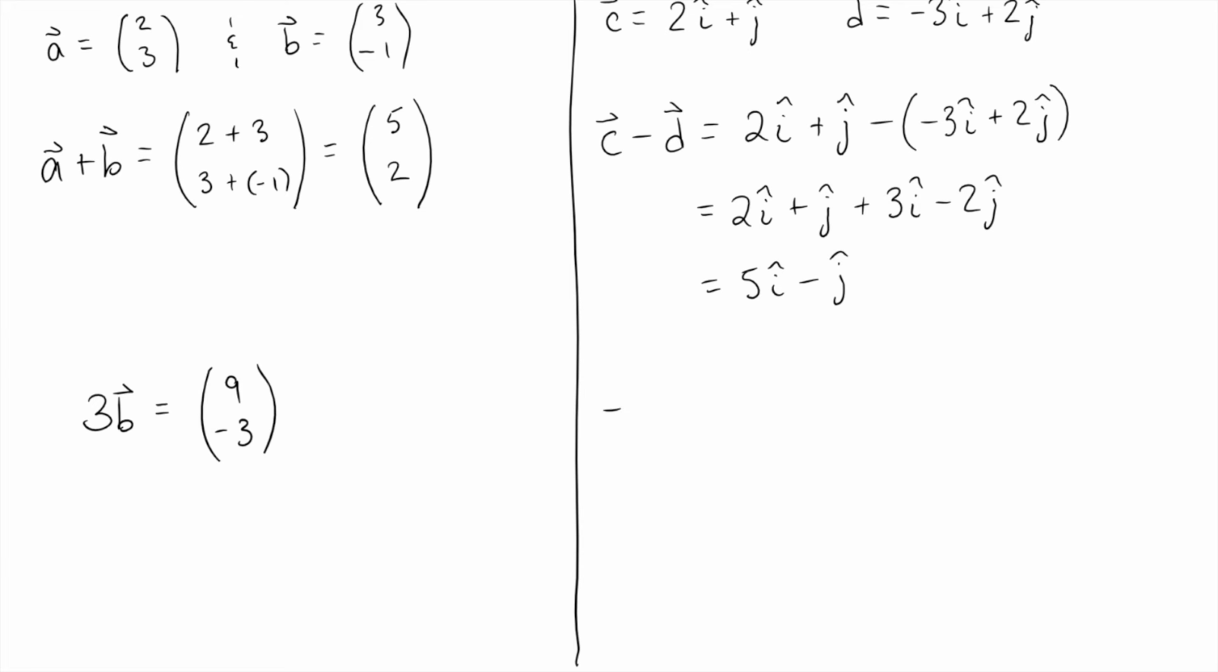So let's say I wanted to have a vector going the opposite direction of c. So a vector like -c. That would literally just involve multiplying the components of that vector by a negative. So it was originally 2i as the x component there.